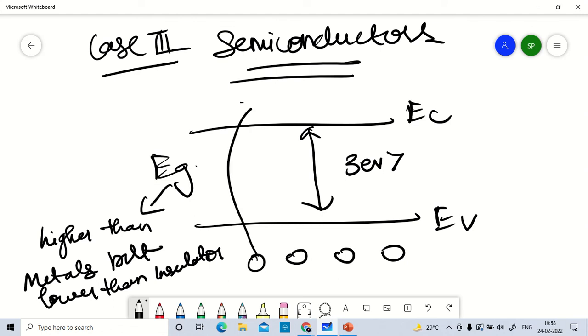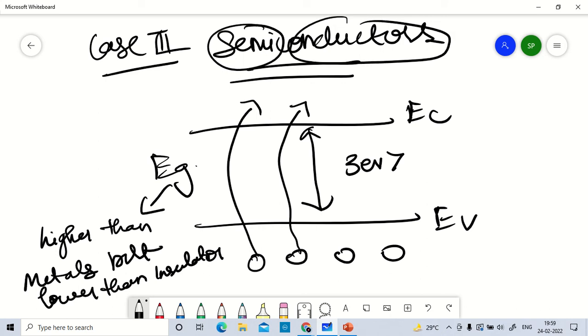Only some electrons can acquire enough energy to cross this distance and go to the conduction band. These electrons, even though they are small in number, can move into the conduction band. Hence, the resistance of semiconductors is not as high as that of insulators, neither is the conduction as high as metals. It is somewhere in between. That's why we use the word semiconductors.